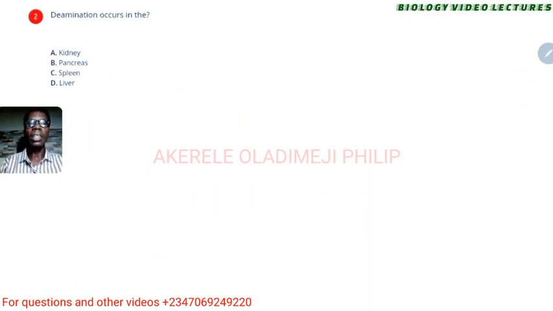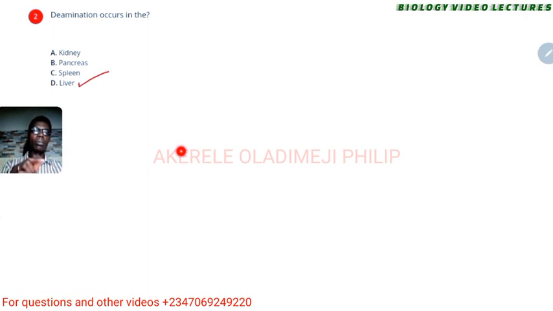Then deamination occurs in the liver. Now let's explain a little what deamination means. When we are done eating our proteinous food, it's broken down into amino acids. So these amino acids are used for us to grow, and some of them are converted to other food substances. However, the excess ones that the body cannot do anything with must be removed from the body. When that happens, the amino group of the amino acid is removed. That's the beginning of the process, the removal of the amino group of the amino acid.